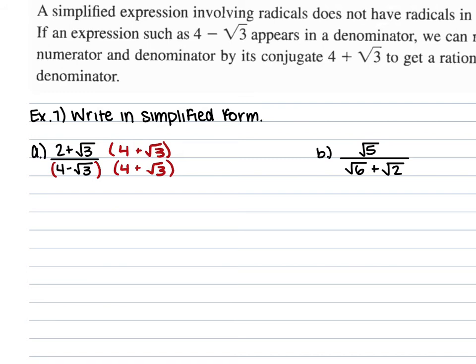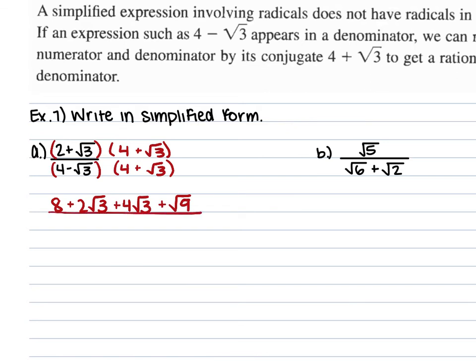When we do this, we just FOIL it out. The bottom, however, is a difference of squares, so you can take the first term, which is 4, and square it, minus the second term, which is the square root of 3, and square that, and then just simplify. If we are to FOIL, though, up top, you have the 2 times the 4, which gives us 8. 2 times the square root of 3 is 2 square root 3. The square root of 3 times 4 is 4 square root 3. And the square root of 3 times the square root of 3 is the square root of 9.